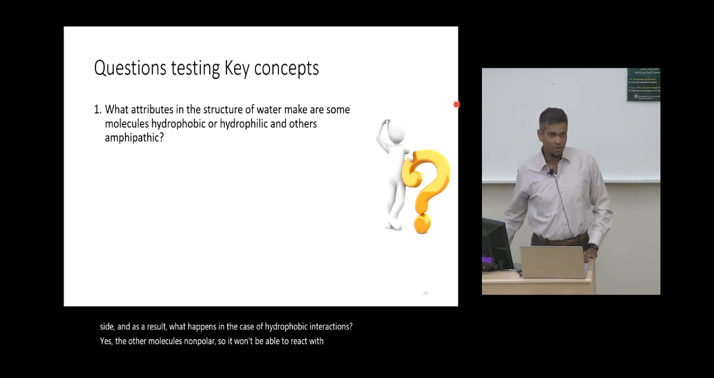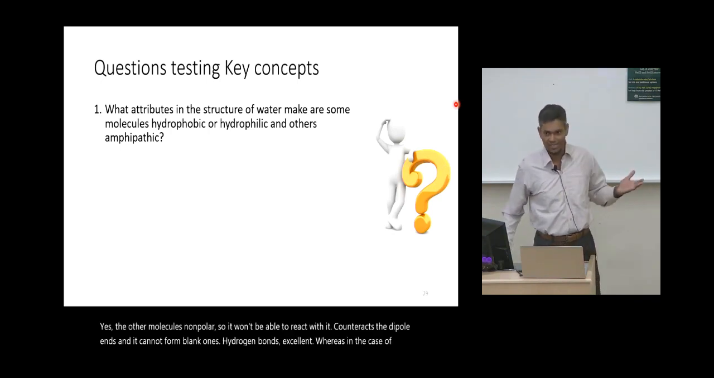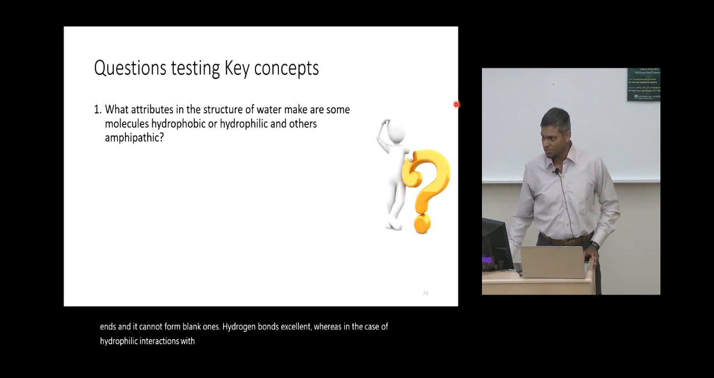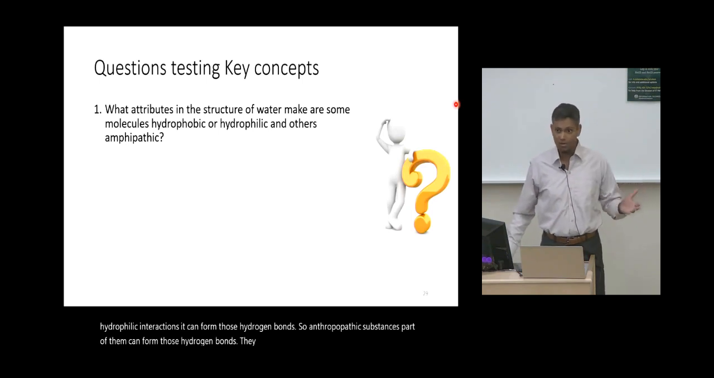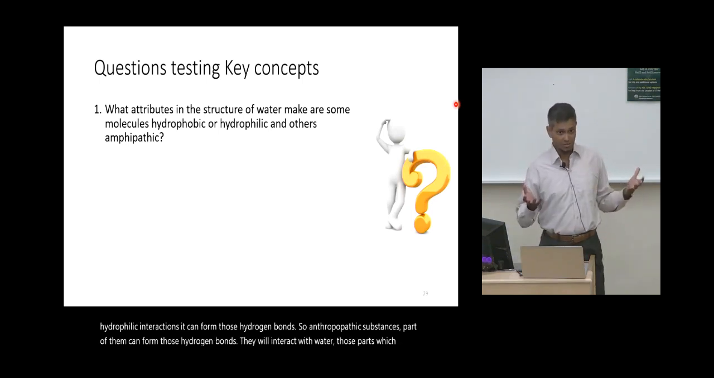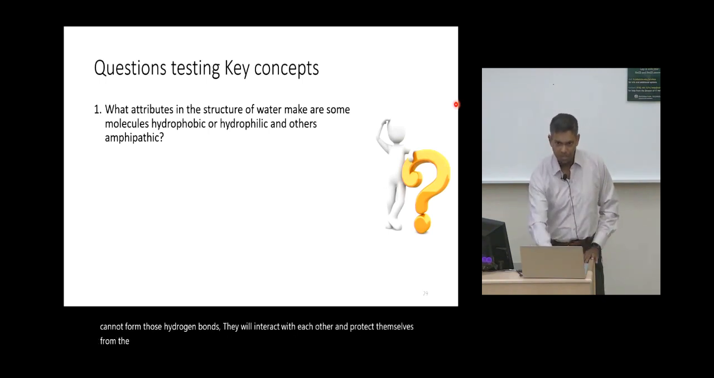It cannot interact with the dipole ends, and it cannot form hydrogen bonds. Excellent. Whereas in the case of hydrophilic interactions, it can form those hydrogen bonds. So amphipathic substances, part of them can form those hydrogen bonds. They will interact with water. Those parts which cannot form those hydrogen bonds, they will interact with each other and protect themselves from the water.